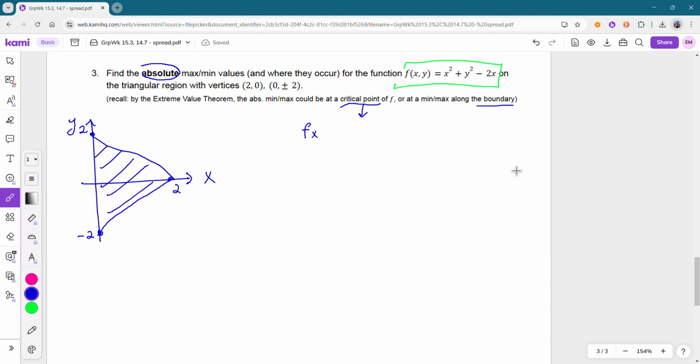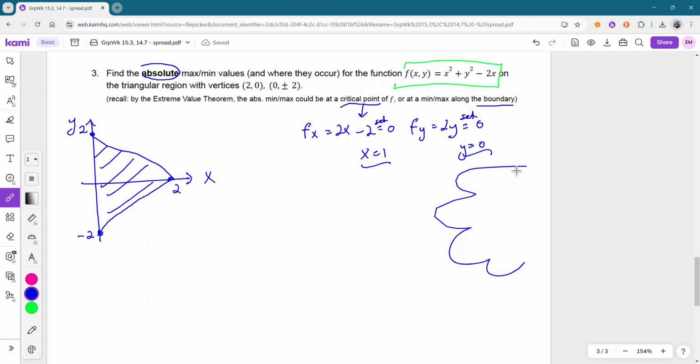All right, so partial with respect to x gives us 2x minus 2, and with respect to y gives us 2y. So if we set these equal to 0, this first one happens when x equals 1, and the second one happens when y equals 0. And so in our heads, how we can interpret this is that the points where fx is 0, those are all the points with x equals 1. All right, so those are where fx equals 0.